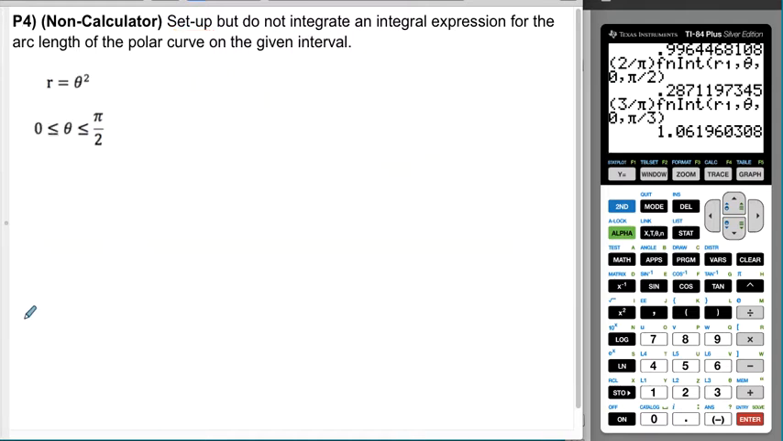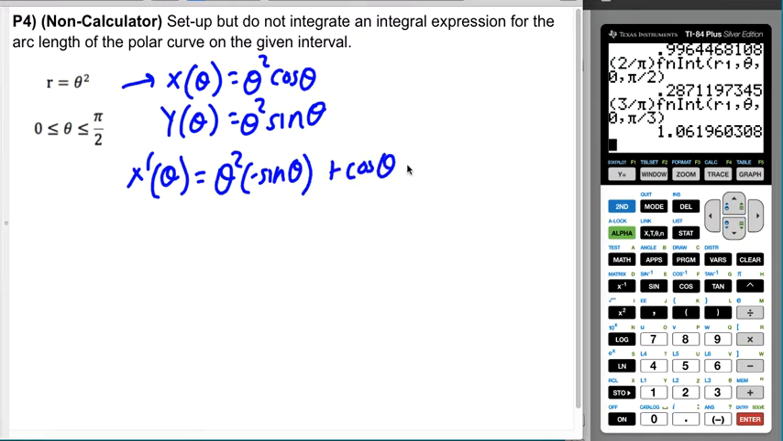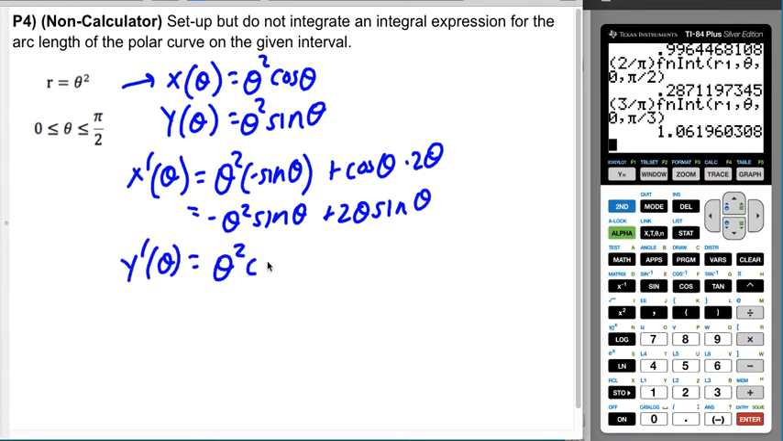All right. Last one, you're going to try the same thing. So again, you're going to need x of theta, which is theta squared cosine theta. Y of theta is theta squared sine theta. You're going to need your x prime of theta, right? So that's going to be u dv plus v du, which, you know, you can clean up however you want if you need to. And then my y prime of theta is going to be u dv plus v du. So that's theta squared cosine theta plus 2 theta sine theta.